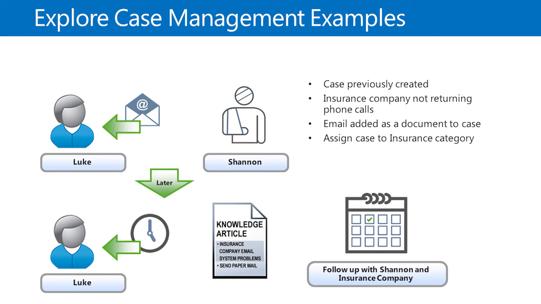Luke creates another activity for himself to follow up with both Shannon and Humongous Insurance in 4 weeks to make sure that the claim is resolved. After 4 weeks have passed, Luke checks in with Shannon and learns that Humongous Insurance has paid her claims and that she is happy with the resolution. Luke changes the status of the case to closed.